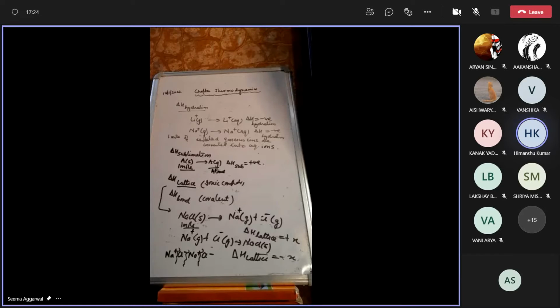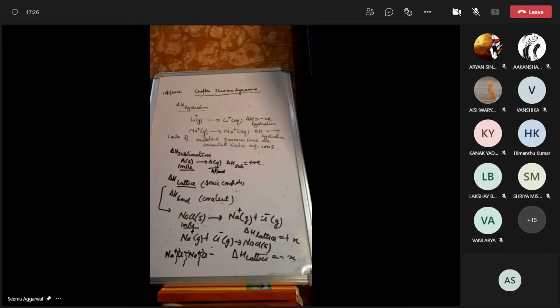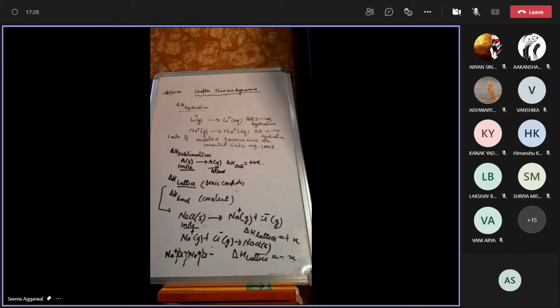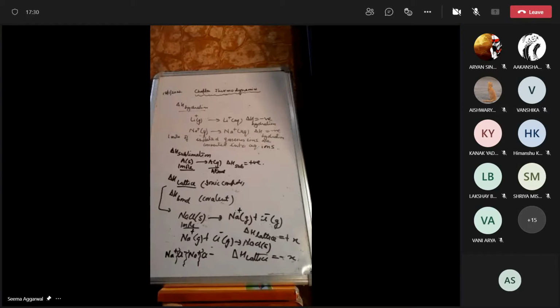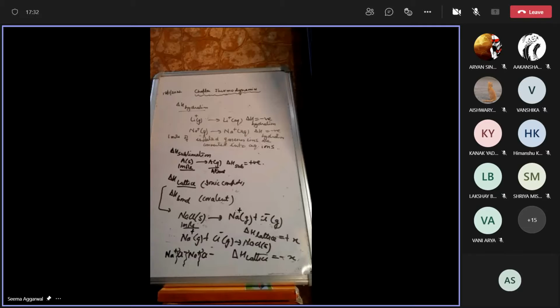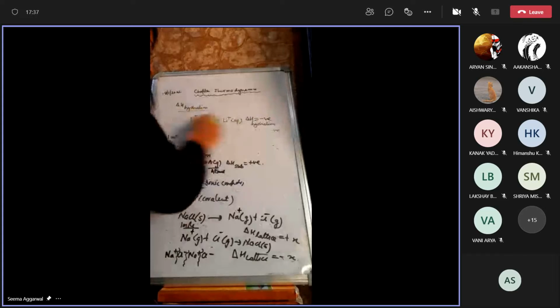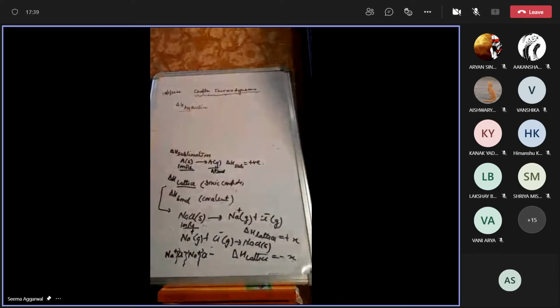Why are the ions in gaseous form? Because it is an ionic compound. Ionic compounds are those which consist of ions only. NaCl does not consist of atoms. Let me take one more example of sublimation so that it will be more clear to you.